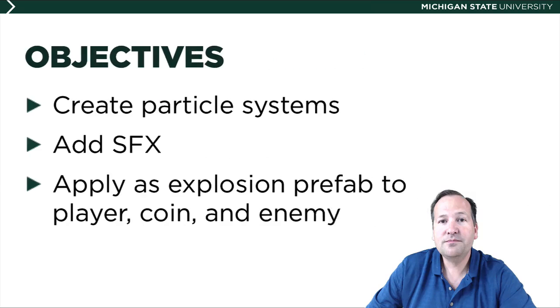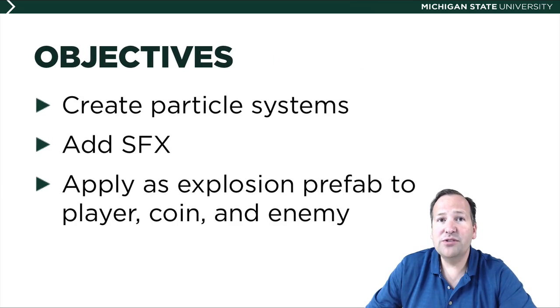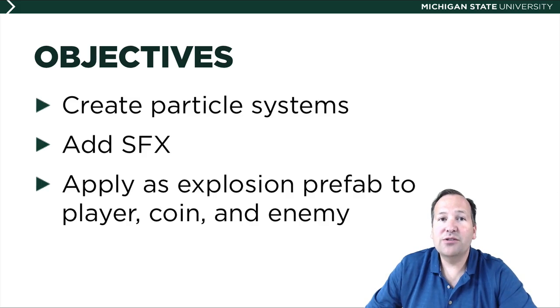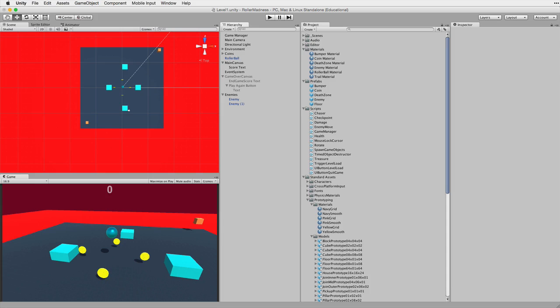together. Our objectives include using Unity's particle system to create a simple explosion of sorts for the player, coin, and enemy game elements. We will also add sound effects to go along with each particle system. Ultimately, we will add the resulting effects into the game. So let's go ahead and set up a particle system for our player explosion.